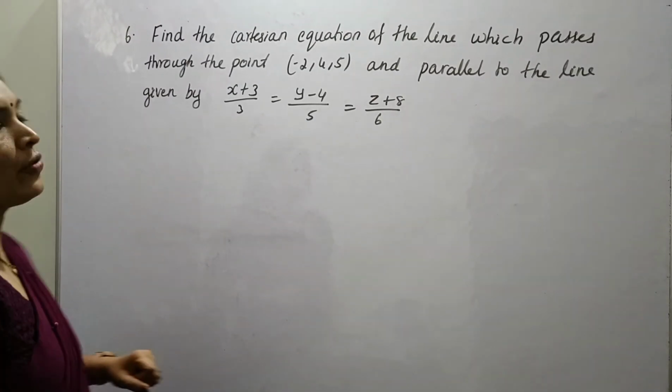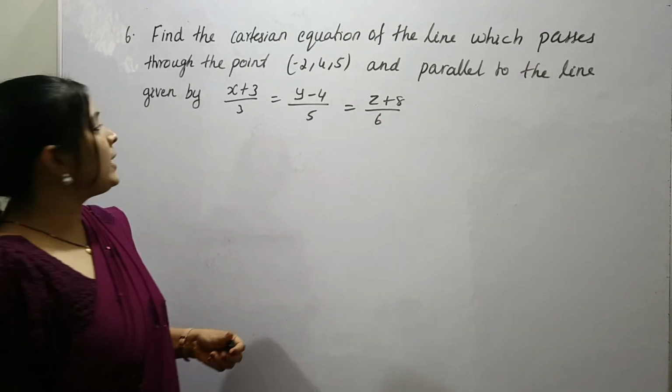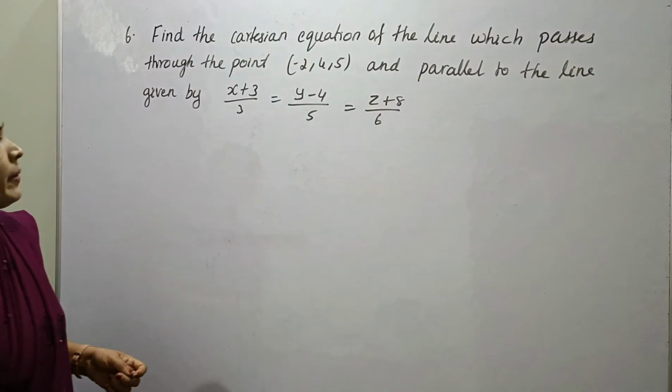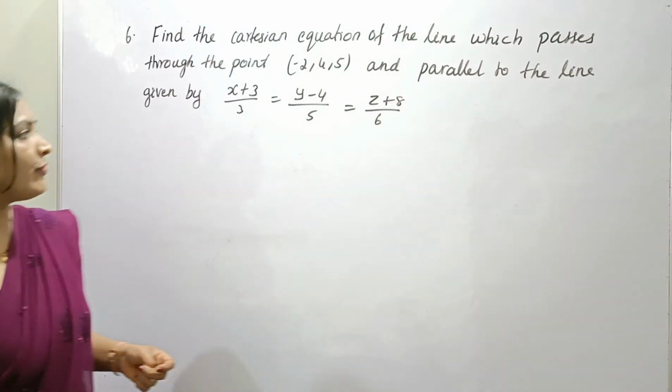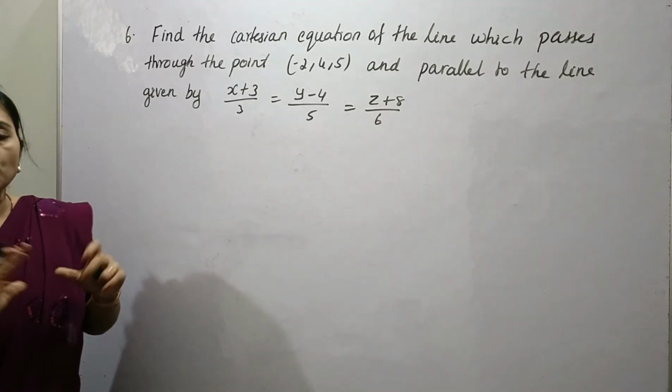Find the Cartesian equation of the line which passes through the point (-2, 4, 5) and is parallel to the line given by (x + 3)/3 = (y - 4)/5 = (z + 8)/6. See, here also is a similar question.